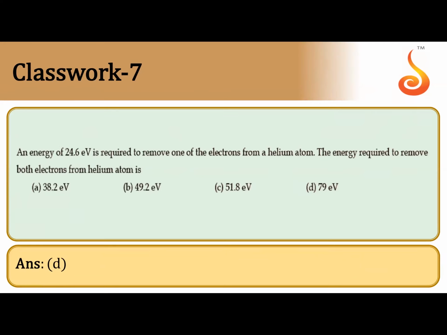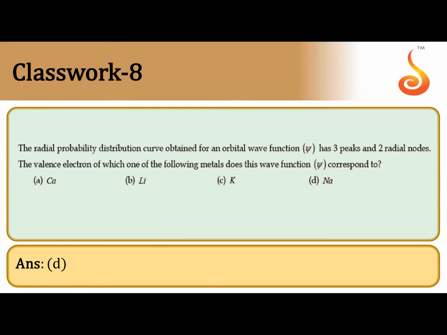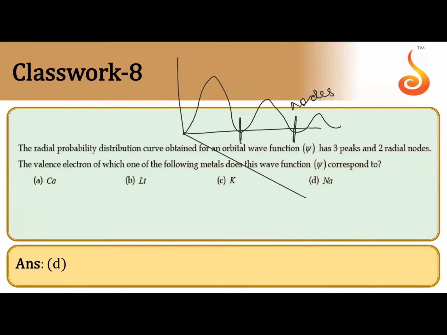Okay, next one here. It's slightly confusing, I agree. Very interesting question this is. The radial probability distribution curve, meaning that probability curve which we draw for nodes where we find out the values. It has 3 peaks and 2 radial nodes, meaning it has 3 peaks, something like this, sorry. 1, 2, 3. 3 peaks and 2 radial nodes. These are the nodes.